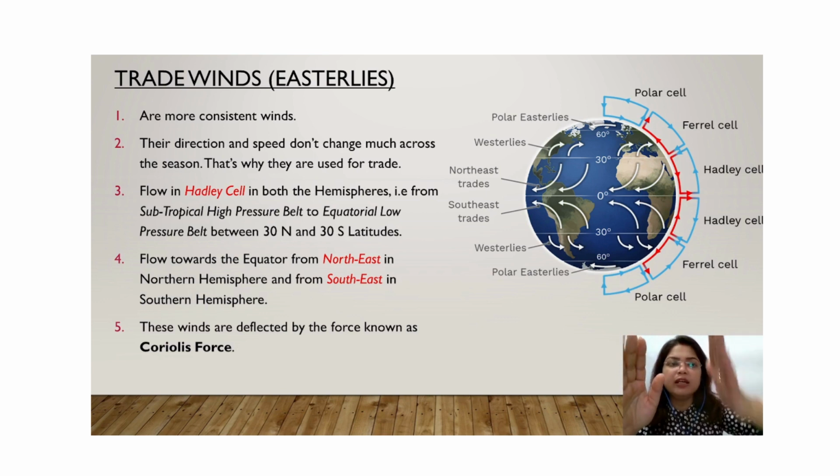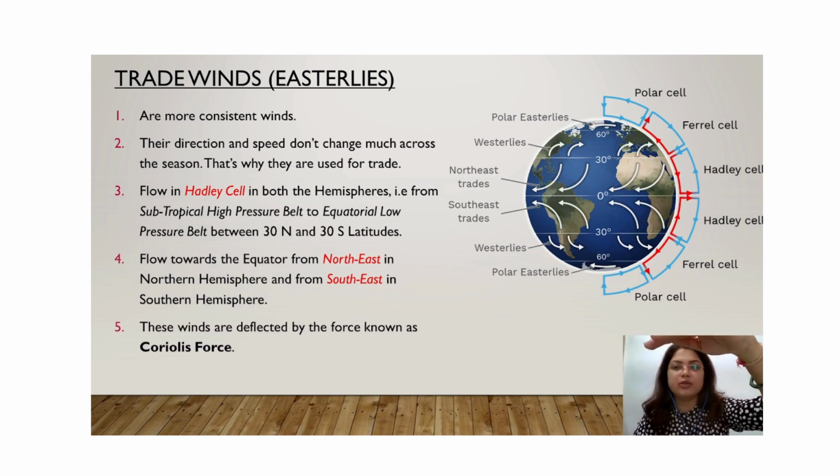Okay, so it starts sinking at 30 degrees north, and from 30 degrees north, as I have already told you, wind blows from the high pressure belt towards the low pressure belt. So wind starts moving from the subtropical high pressure belt towards the equatorial low pressure belt. Okay, because there is a gap. Suppose wind is rising up, so there is a gap created over here. So to fill that gap, the wind from the high pressure belt moves towards the low pressure belt.